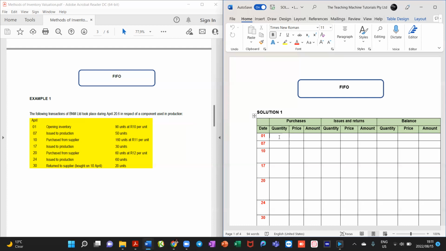Okay. On the 1st of April, we had opening inventory of 90 units, and the price is 10 Rand. If you multiply 90 by 10, it should be 900.